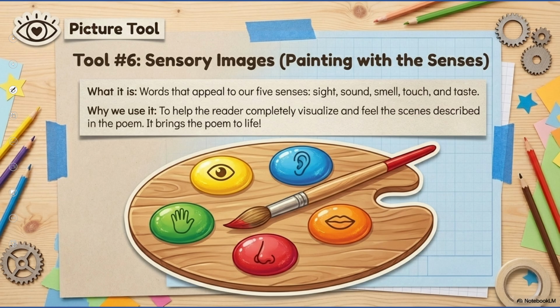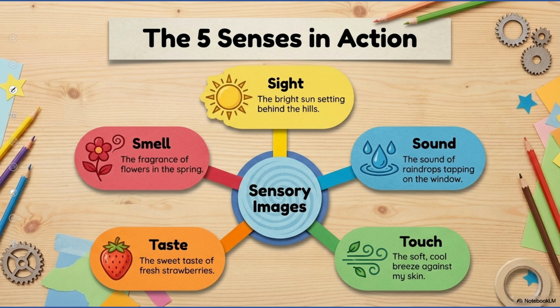So the next thing is sensory images. Sensory images means we use certain words which enhance our senses while reading the poem. For example, for sight: the bright sun setting behind the hills. In this case, the word bright gives us the sense of sight. The sound of the raindrops tapping on the window. While reading tapping, our sense of sound is there in the sentence. The soft, cool breeze. The words soft and cool give us the sense of touch.